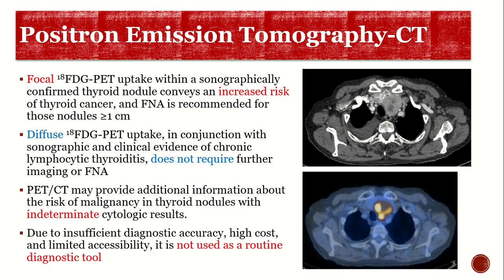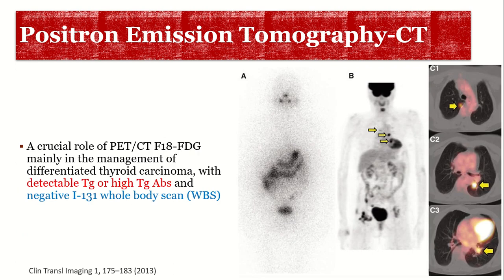We should know that recently positron emission tomography gives us a very important role when the patient has a detectable thyroglobulin or high thyroglobulin antibodies with a negative iodine 131 whole body scan. As in this patient, this whole body scan with iodine is normal, negative, but this patient with follicular thyroid carcinoma has high thyroglobulin, and the FDG shows us this metastasis within the lungs.